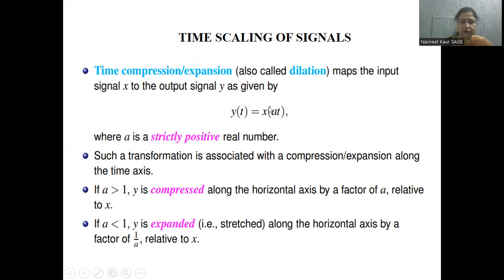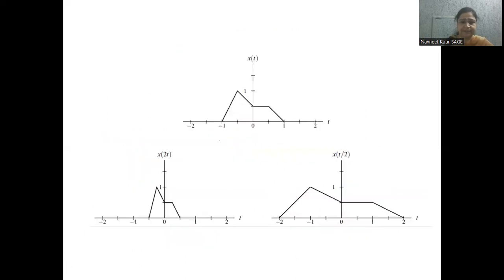Now, if the value of a is greater than 1, then in that case, the resulting signal y(t) will be compressed along the horizontal axis by a factor of a relative to x. Whereas if a is less than 1, then in that case the resulting signal will be expanded along the horizontal axis by a factor of 1/a relative to x.